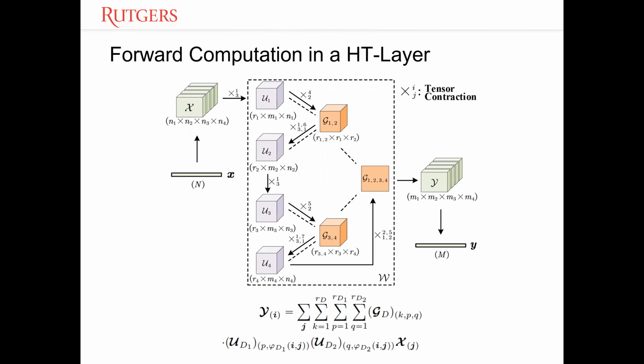Here is the forward computation direction in the HT layer. First, the input vector x is tensorized to a tensor X with 4 dimensions, and then tensor contractions are performed via the arrow directions. Finally, the output tensor Y, also with 4 dimensions, is obtained, and the output vector y is obtained by reshaping.